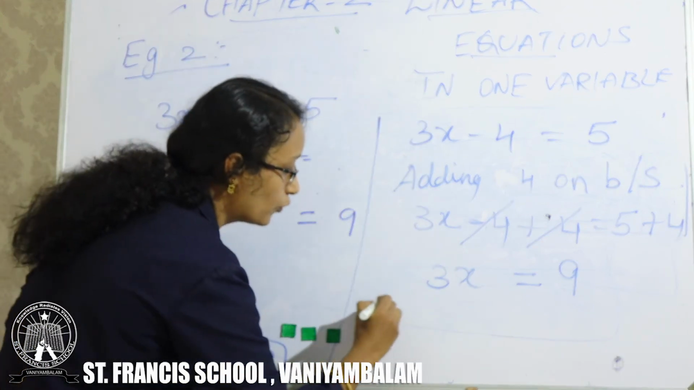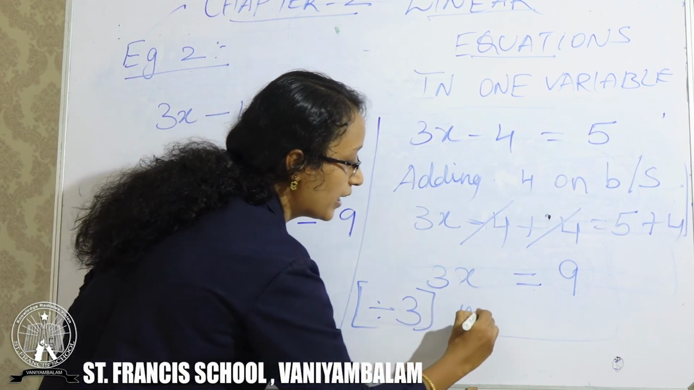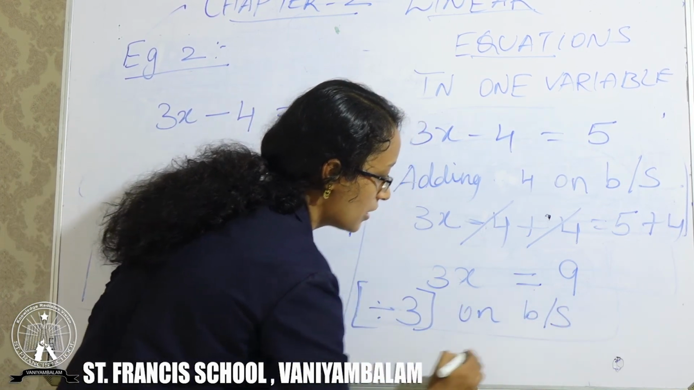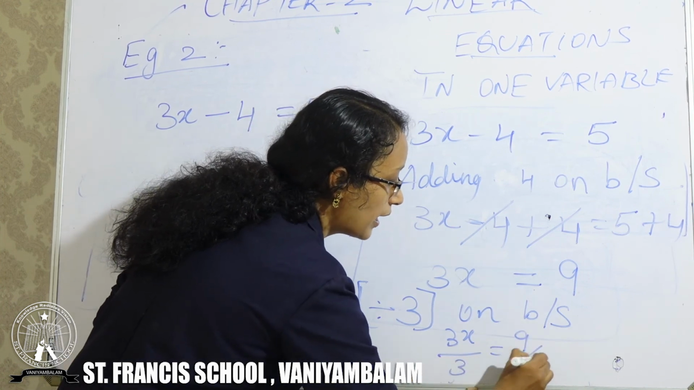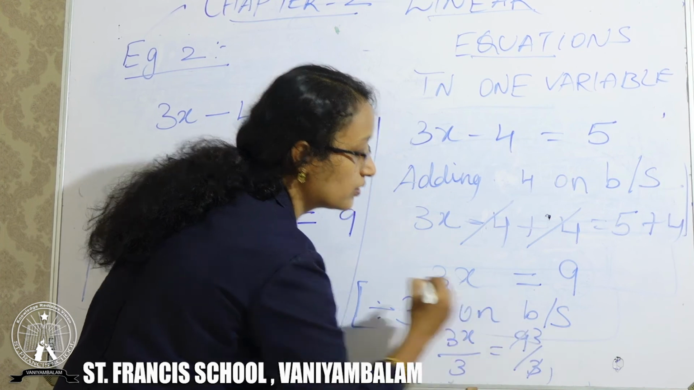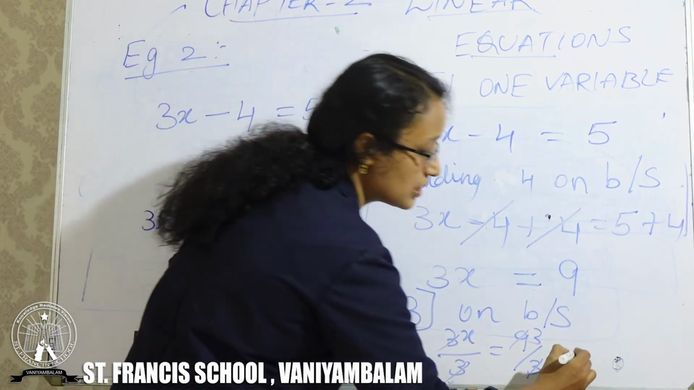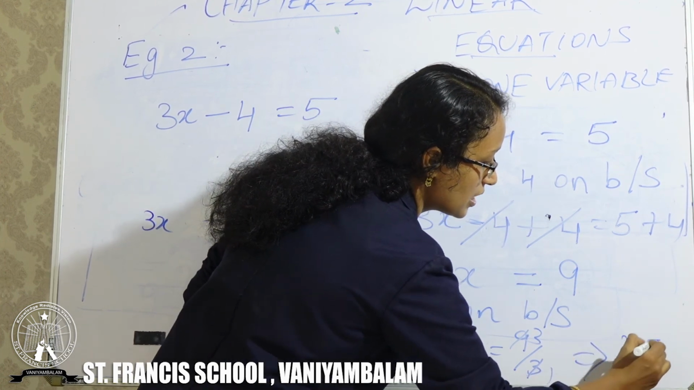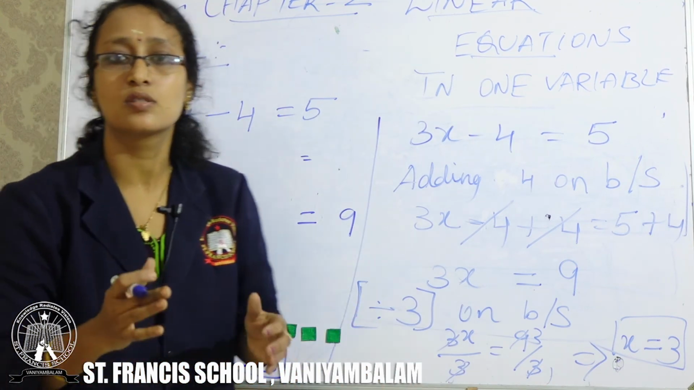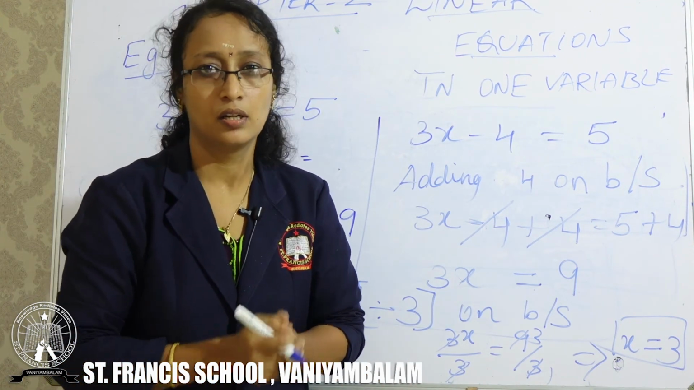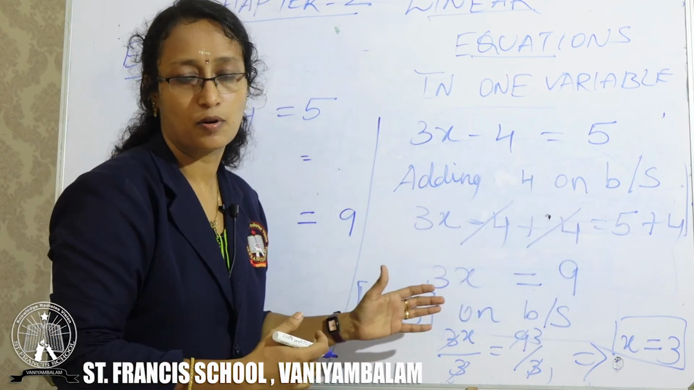And next I am going to divide by 3 on both sides. Dividing by 3 on both sides. So 3x divided by 3 is equal to 9 by 3. The 3 and 3 will get cancelled. Remaining x is equal to 3. This is how you will find the solution for a given equation. Got it? Using tiles and the first step method, you can solve these problems.